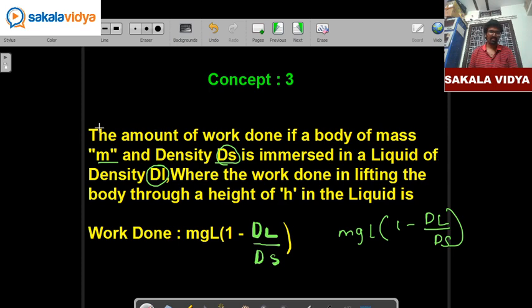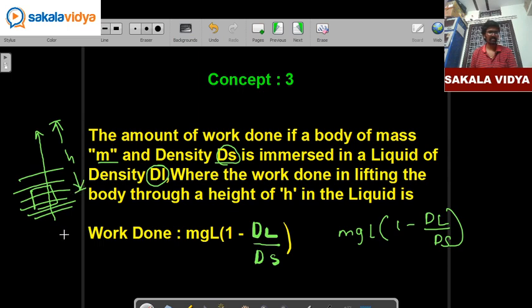So in this concept number 3, a solid body is immersed in a liquid, which is lifted to a height of h units from this liquid. So what is the work done against the liquid? For that the formula will be mgh times 1 minus density of liquid divided by density of solid. I think you know density is nothing but mass by volume.